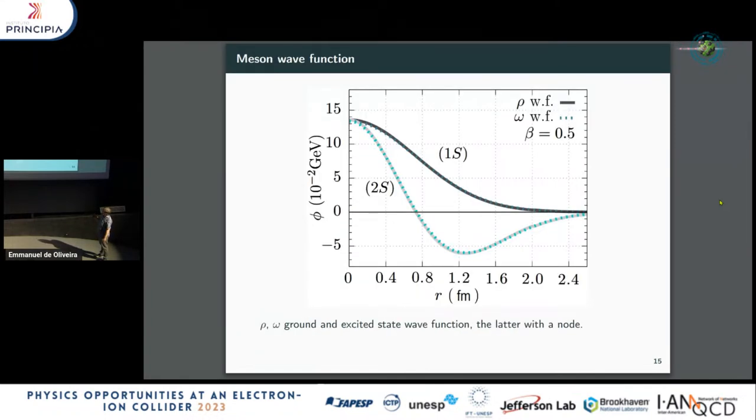And one important feature of doing excited states, of course, if you have a potential, we can calculate the ground state, but also excited states as well. And if you calculate excited states, we have a node in the wave function, okay? So this means that these wave functions will draw contributions from the dipole cross-section from different regions in R, the size of the dipole. So this is very interesting for us because this means we're getting more information about the dipole cross-section if we study these excited states.